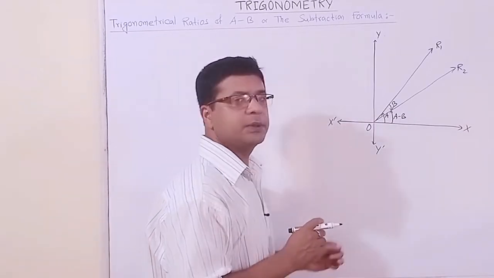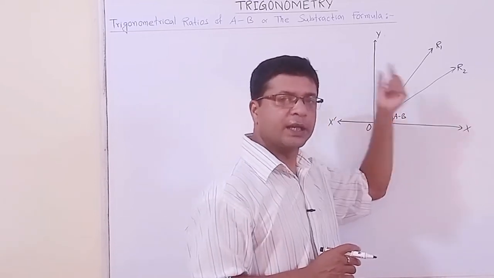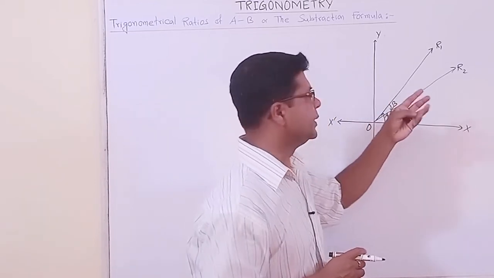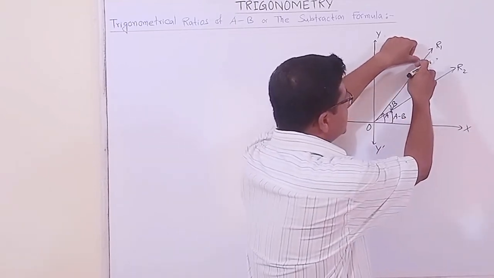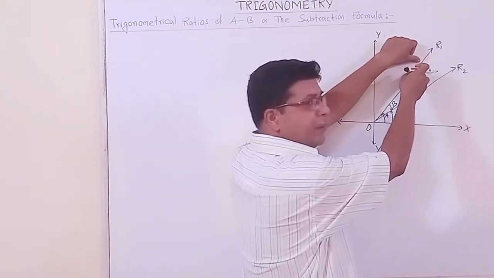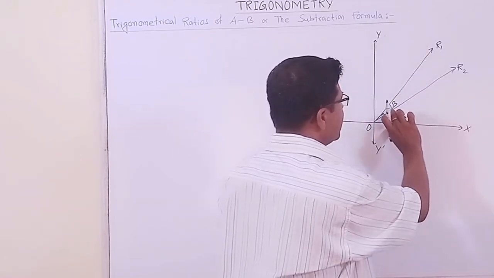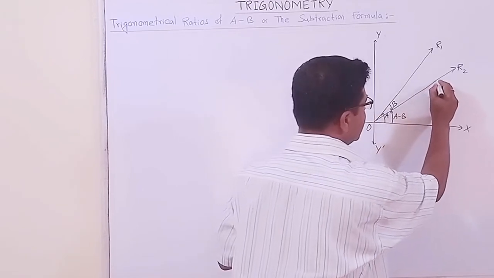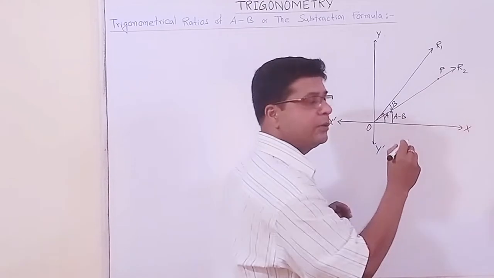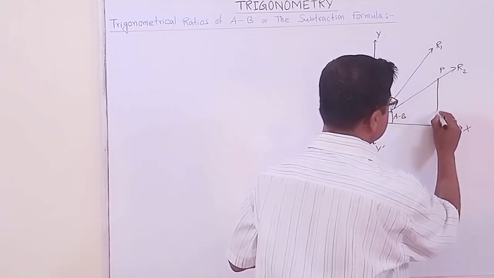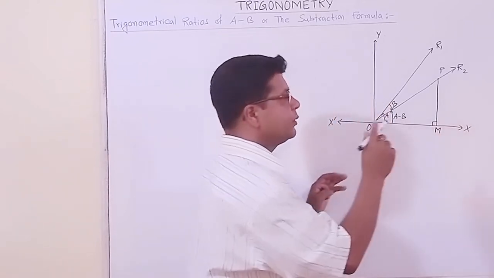Now we choose an arbitrary point where we have to find the required angle. In the last figure, in the case of A plus B, we chose a point there because A plus B was formed in that arm. Here A minus B is formed in this arm, so here we choose a point. Suppose this point is P. At first we drop a perpendicular to the x-axis. Suppose this is M.